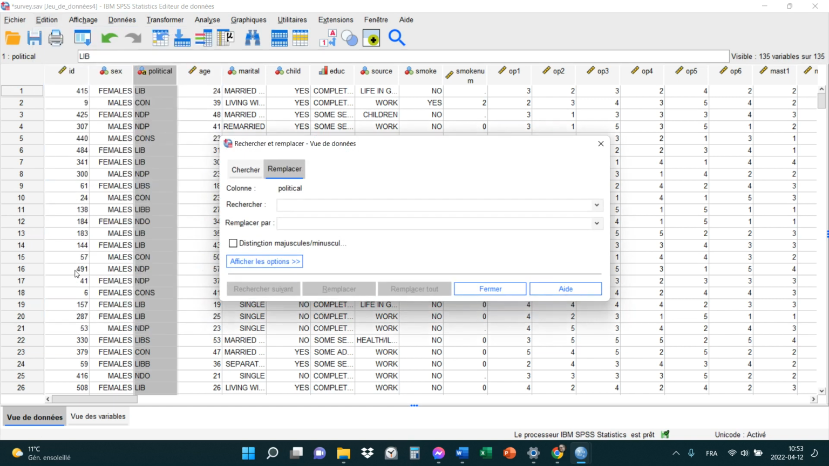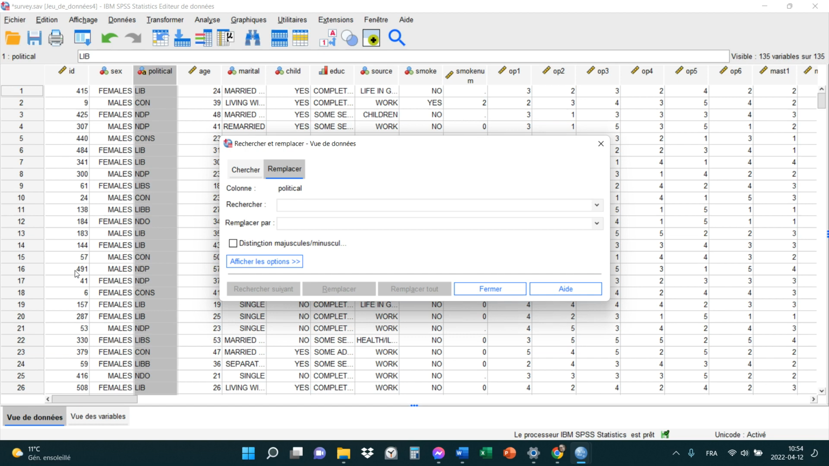And so basically, I wrote it down on a piece of paper here that conservative, the right code is CON, but I've got some people who are CONS, and liberal, the right code is LIB, mais j'ai des gens qui sont LIBB, LIBS. Puis NPD, le bon code, c'est NDP, mais j'ai des gens qui sont NDO. Okay? Je me suis mis ça sur un bout de papier.